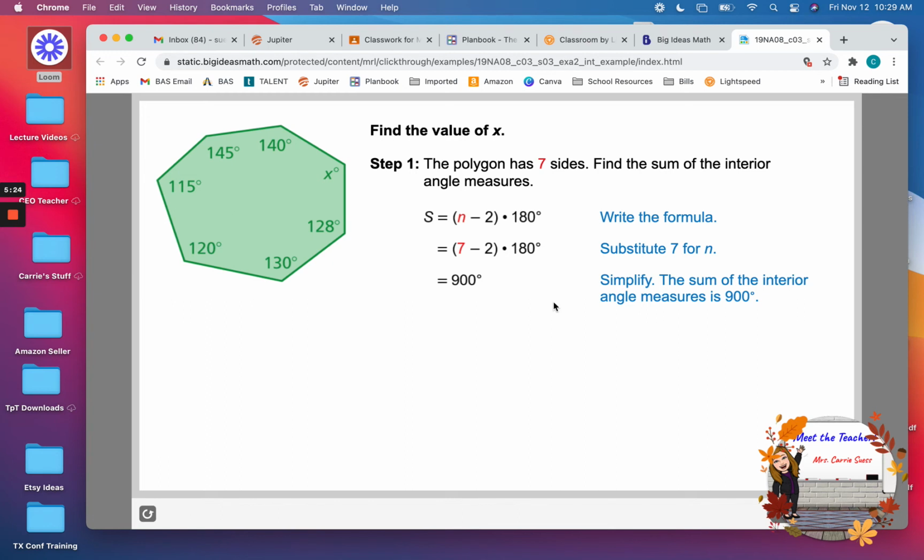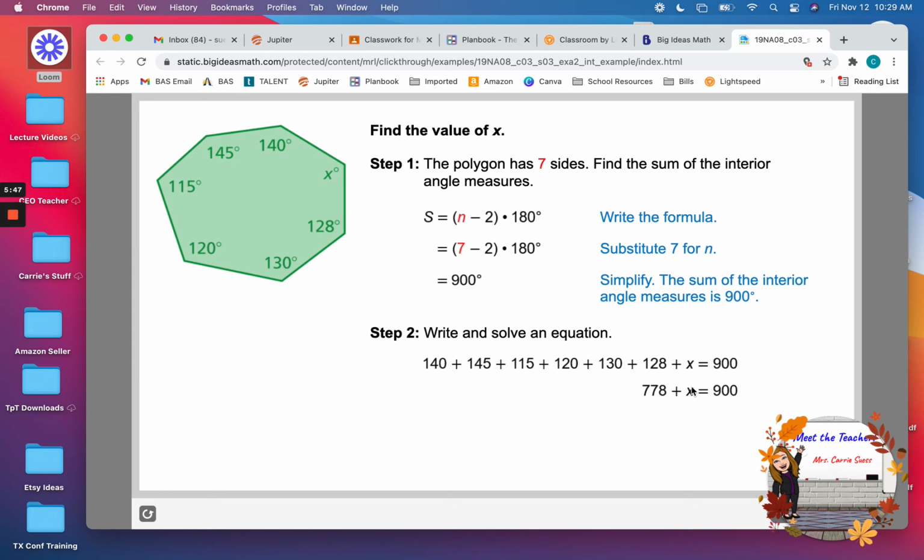What's 7 minus 2? 5 times 180? 900. So now I can say this angle plus this angle plus this angle plus all of these angles plus x equal 900, right? Like so. So you add all those up, what do you get? 778. So 778 plus x should equal 900.